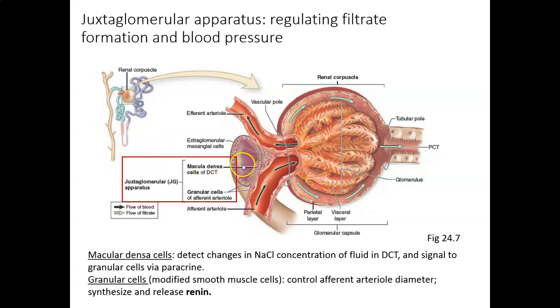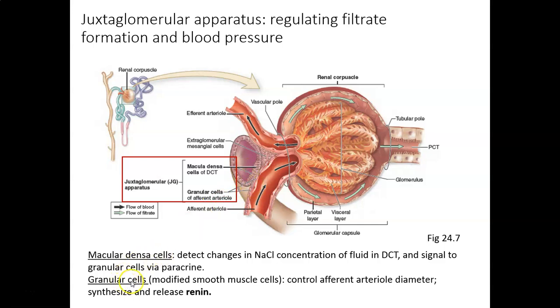So if they see an abnormally high or low level of sodium chloride based on the body's need, they're going to signal to the granular cell right next to it via paracrine. Remember paracrine? So that's basically you secrete something and it's going to act on the cells right next to you. So that's why those two kinds of cells need to be right next to each other.